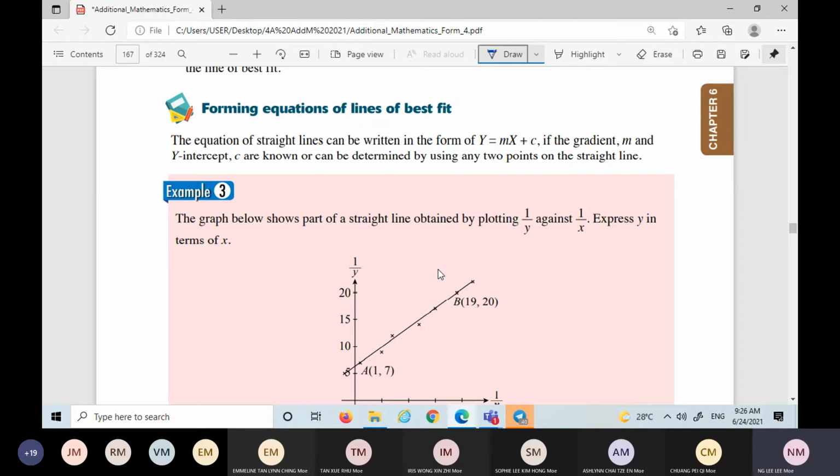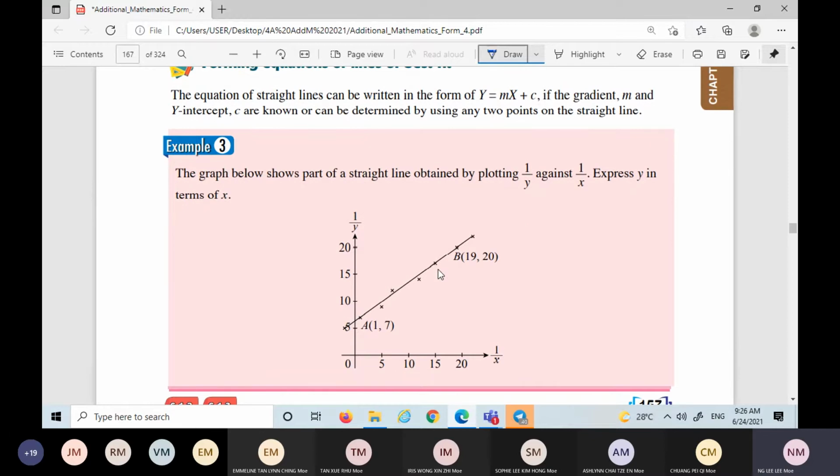Okay, we want to form the equation of the line of best fit, which is y equals mx plus c, because the line of best fit is a straight line. So for a straight line, the equation is y equals mx plus c, by using any 2 points on the straight line. We look at this example.